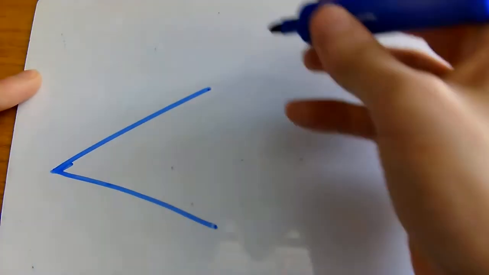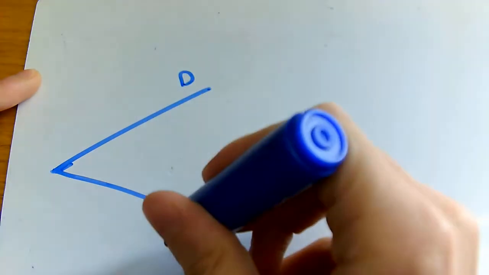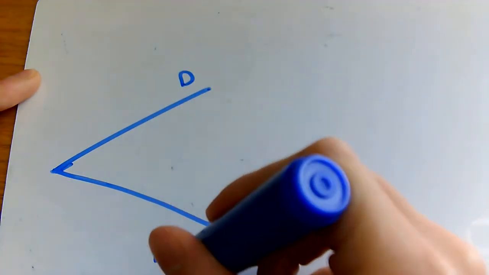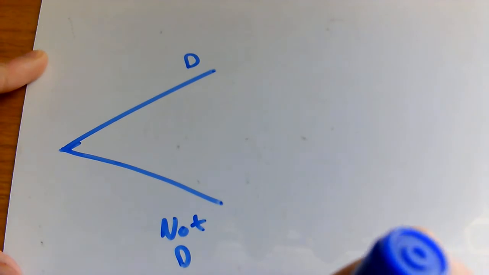So there's two events going on here. The first event is whether you have the disease or not, and the second event is whether you test positive or not. So let's try and put those onto the diagram. I think I'll go with this pen here. Yeah, okay. So first event, do you have the disease or not? Let's call this disease D, and not disease is not D there.